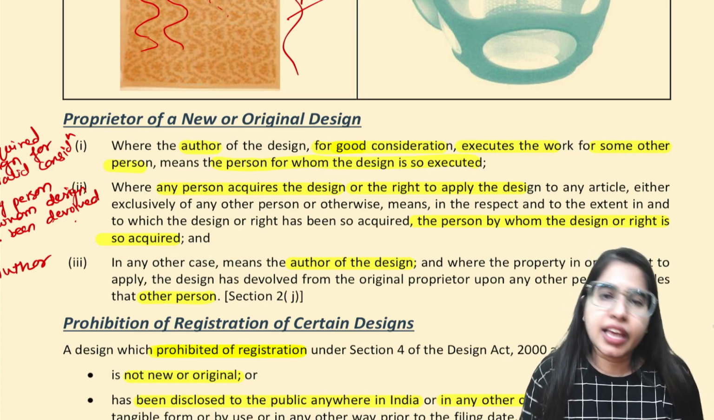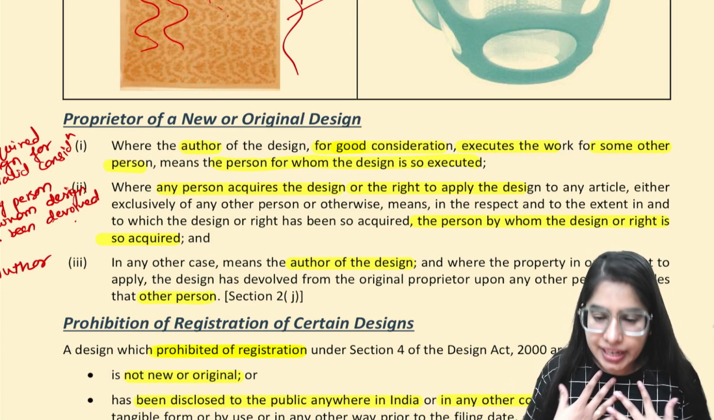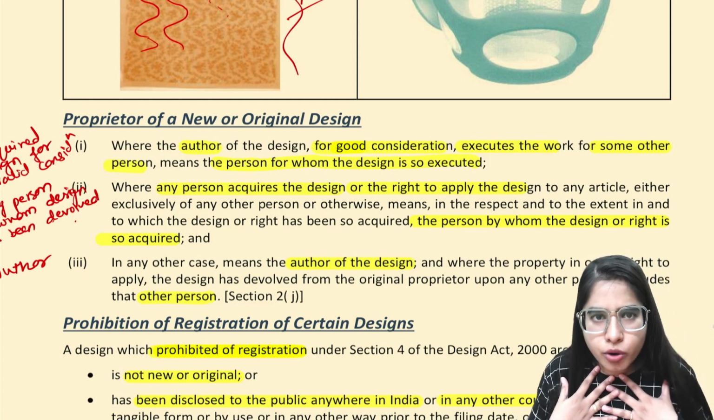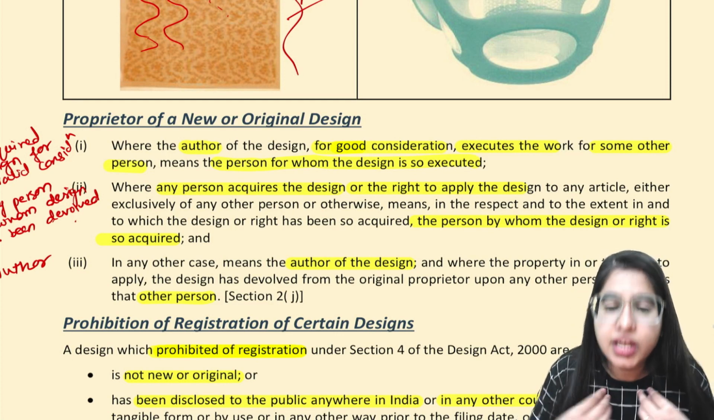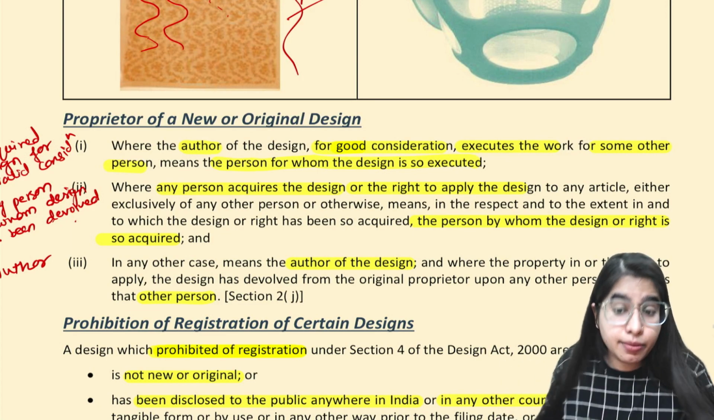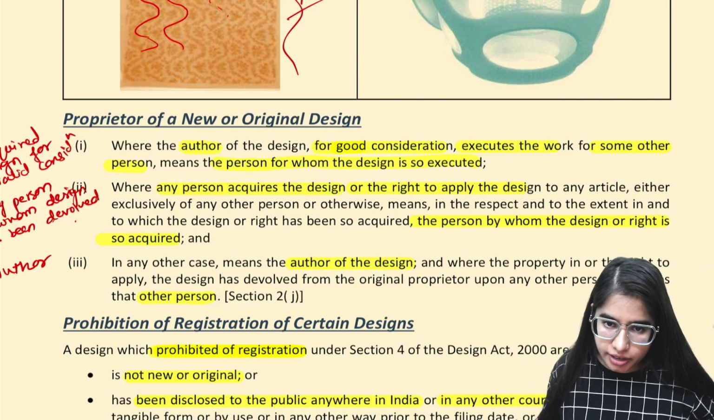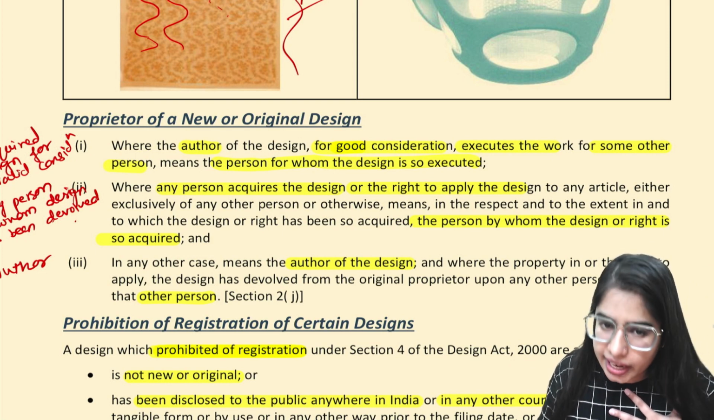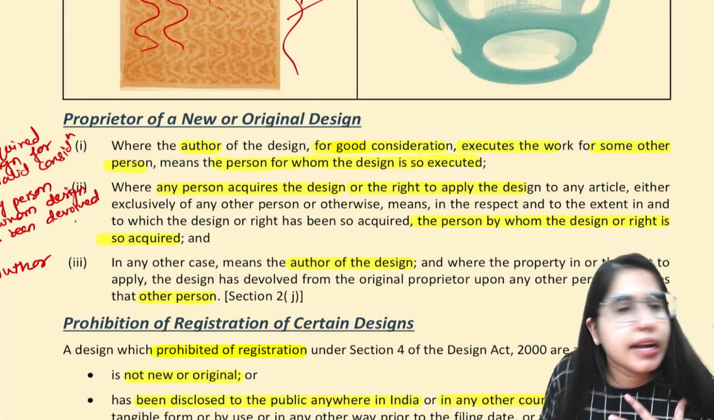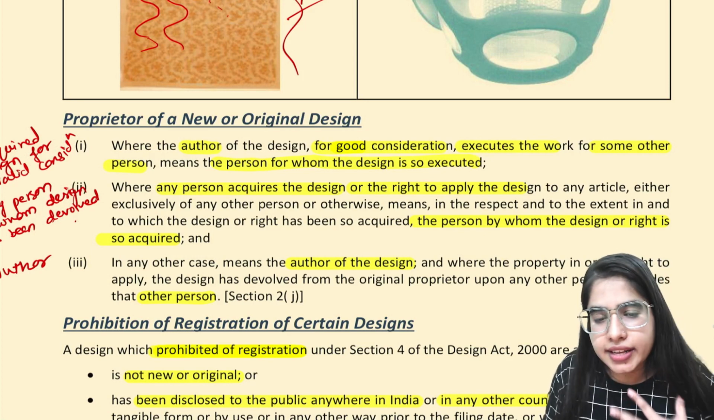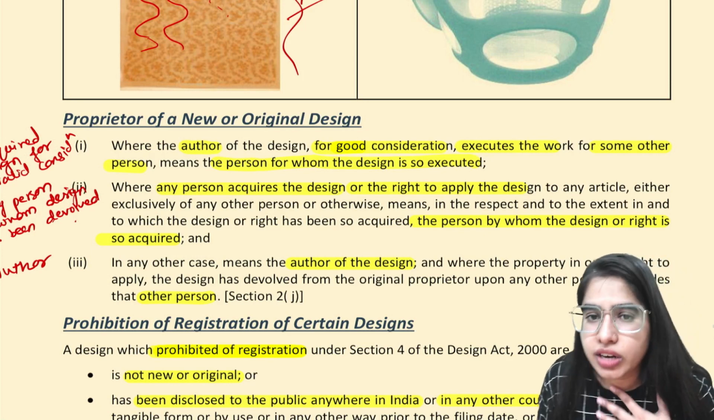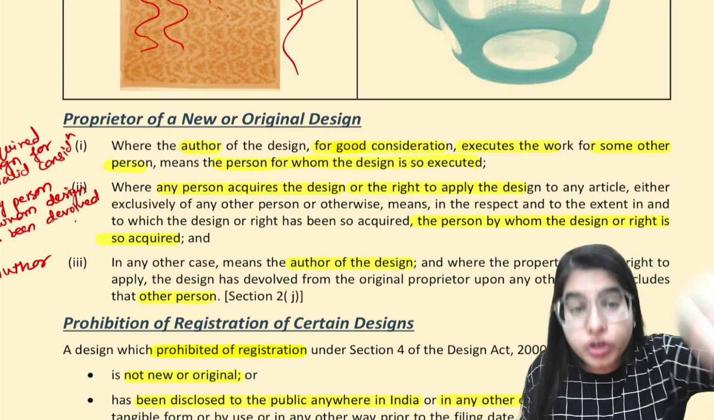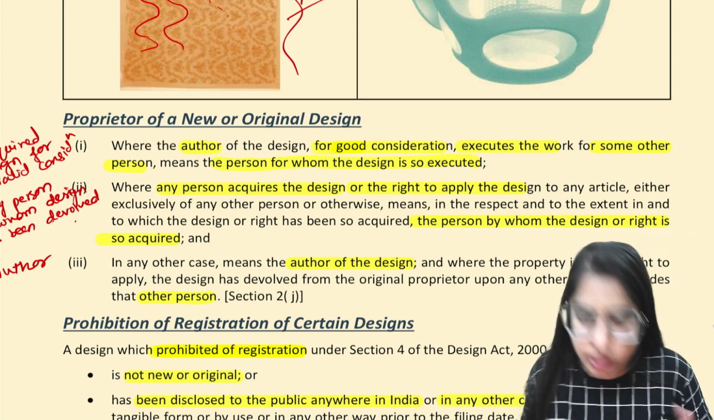Proprietor of design. Who will be called the owner of a design? Let's say I made a design. So who will be the owner of the design? I will be the owner of the design because I am the author of the design. I made that design. I made a unique design of the car. So I am the author of that design, and I will be the proprietor. Proprietor means owner of that design. Only I can use that design. No one else can use that design without my permission. So who is the owner of the design? Who is the proprietor of the design?